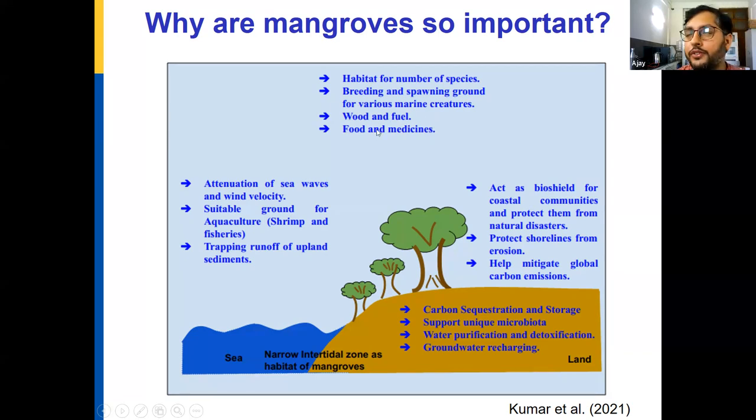Then wood and fuel, they are a source of wood and fuel for the coastal communities. The fourth important point is food and medicine. These mangroves provide a huge amount of food and medicines from their habitats. In food, you will see that these are very rich sources of fish, crab, and many other food that we eat.